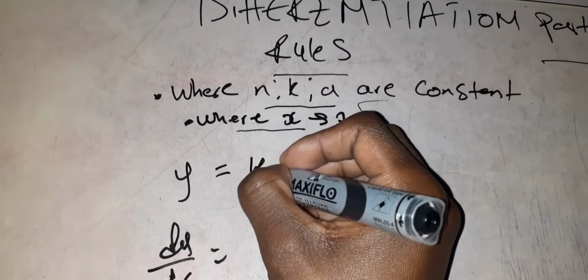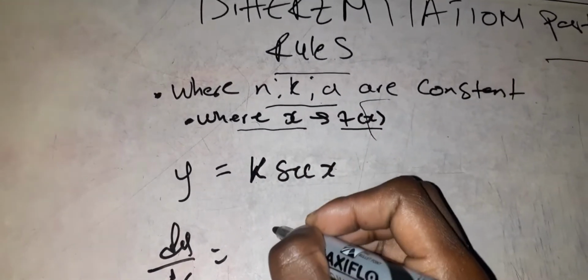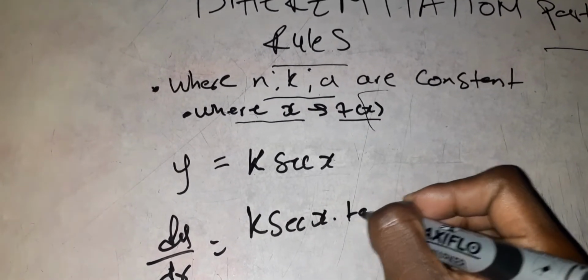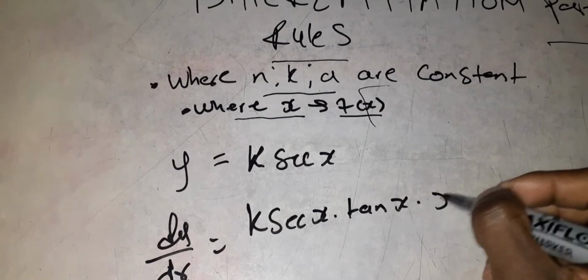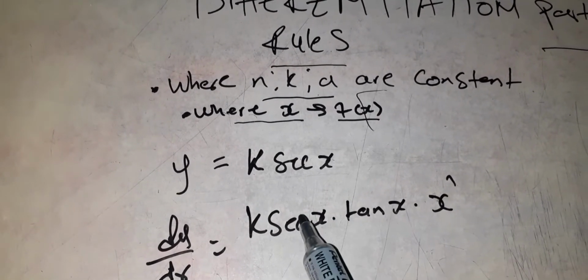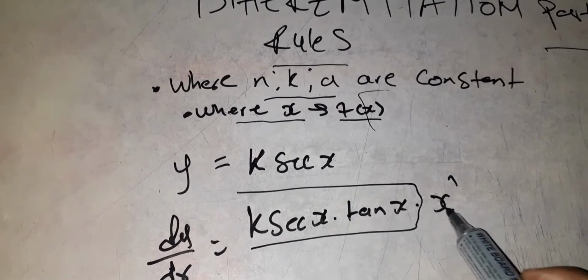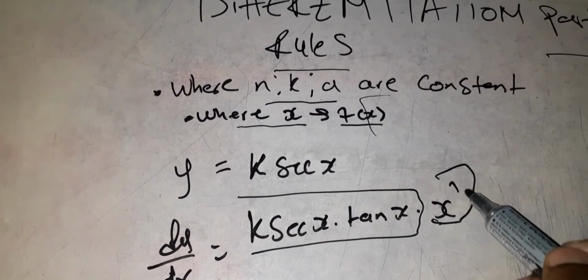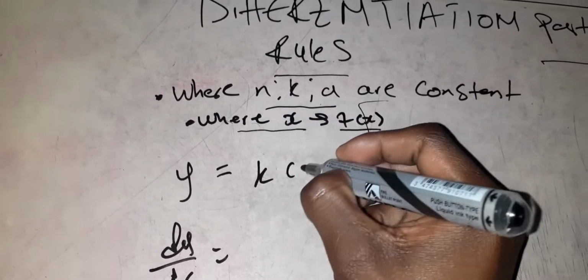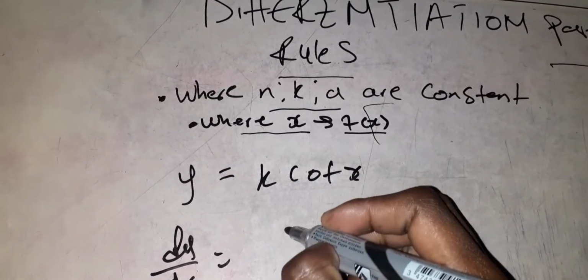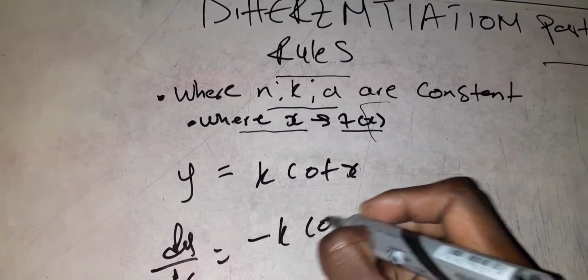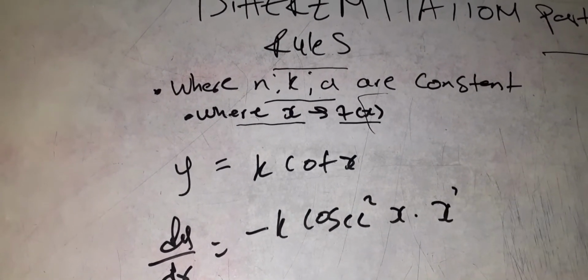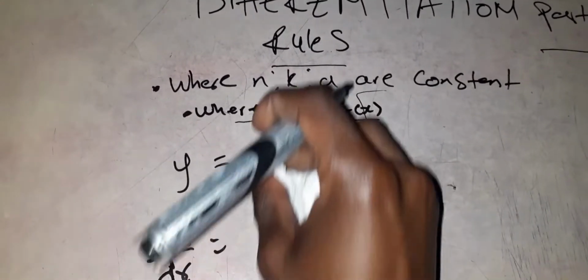Then let's come to k sec x, then its derivative will be k sec x multiplied by tan x, then multiply by the derivative of x. In a formula sheet it will be exactly like this, but they will never put this statement which says that you must multiply by the derivative of x. Let's come to k cot x, then its derivative will be negative k cosec squared x, then multiply by the derivative of x. Then we are done with trigonometric functions.